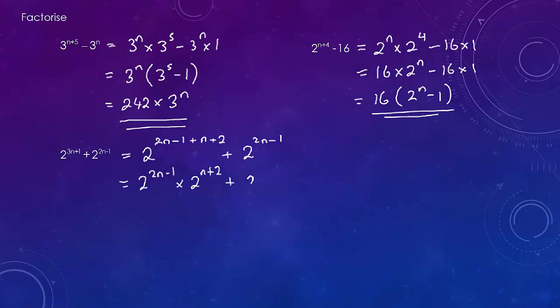And then we've got 2 to the 2n take away 1 multiplied by 1. So I have a 2 to the 2n take away 1 that I can take out. And then in the bracket, I'm left with 2 to the n plus 2, plus 1.